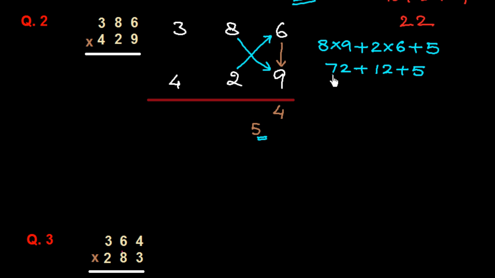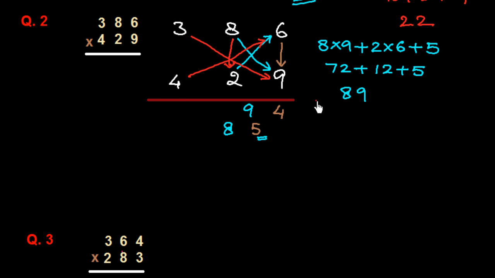So here we have 72 plus 12 plus 5, which is 89. So I write down here 9 and 8 carried. Now what we have to do, we have to multiply the first column and this third column diagonally. So we multiply in this way. And this middle column vertically we have to multiply and add the carried number. So this process we have to follow here.